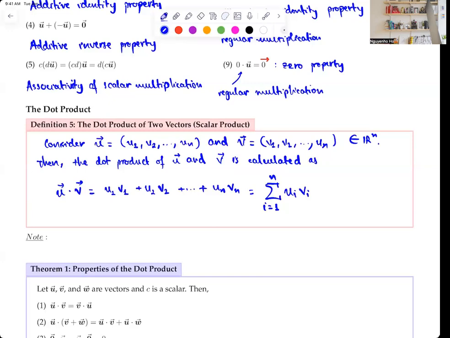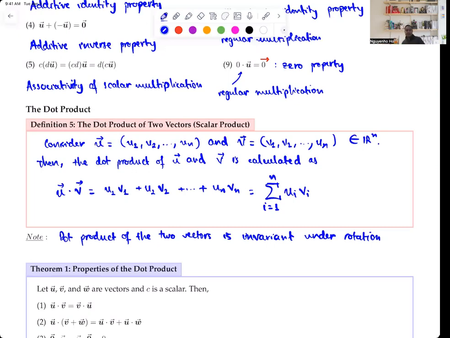One property of the dot product is that the dot product of two vectors is invariant under rotations. That means if you have the dot product of two vectors u and v, and you rotate both of them at the same time, the result should be the same, no matter how you rotate the two vectors at the same time.